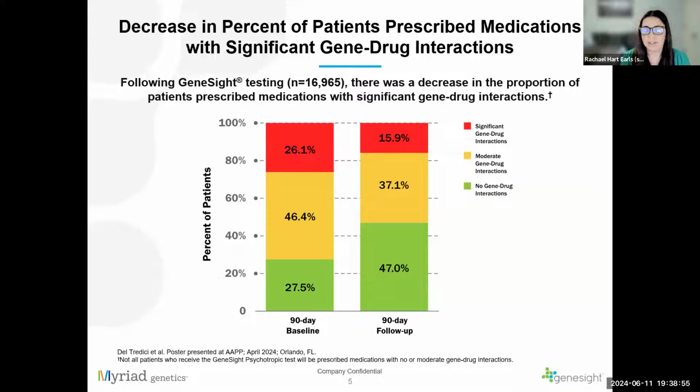What you see at the 90-day baseline is that about 27.5% of patients were on medications with no gene-drug interactions. But about 46% of patients were on medications in the yellow and 26.1% of patients on medications in the red. What you see following GeneSight testing is a decrease in the proportion of patients prescribed medications with known significant gene-drug interactions. So what this tells us is that when providers have this as a tool, it does decrease the proportion of medications that patients are receiving with these genetic issues.